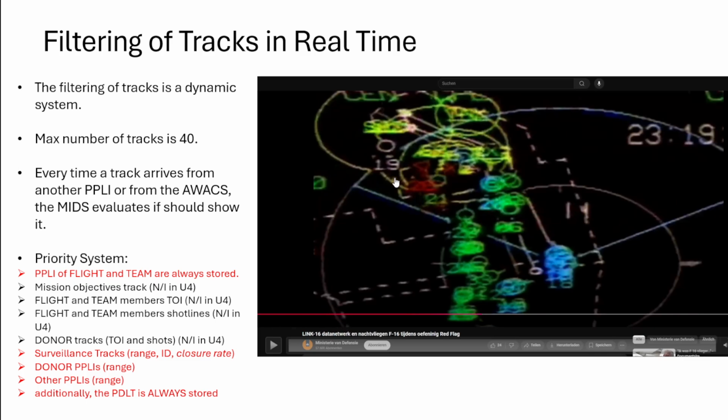What I mean by that, imagine that in a Red Flag as well as in BMS, there are tons of airplanes sending information in real time, and your MIDS only displays in all your displays up to 40 tracks. Of these 40 tracks, 10 of them are reserved for FCR tracks. The others are reserved following a rule, a priority system, which is known. Okay. First of all, the PPLI of flight and team are always stored. It's always shown. So the blue guys are always shown. Of course, I'm interested to know where they are.